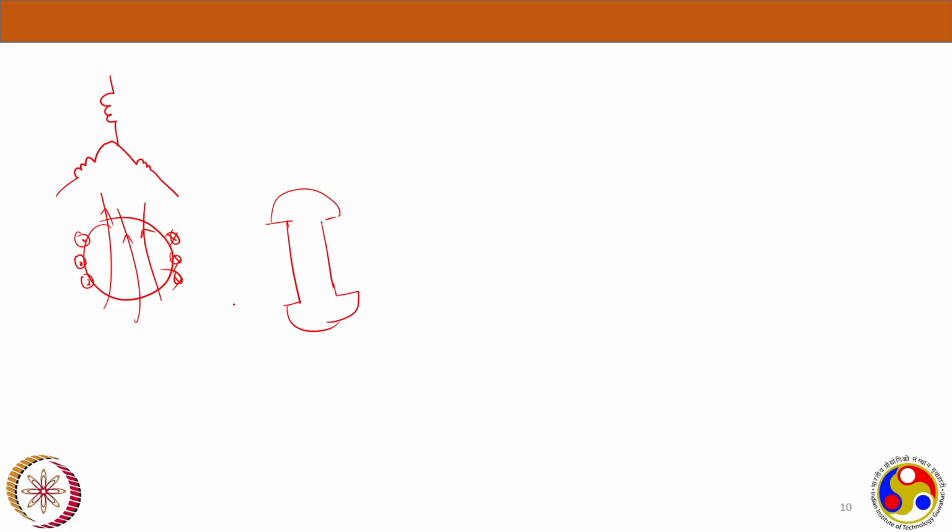So this is a salient pole, as you call it. So this is a two-pole machine. Let's say you have, and here the winding is there, and this is dot dot dot. This is cross cross cross, and here also the flux lines will be like this.